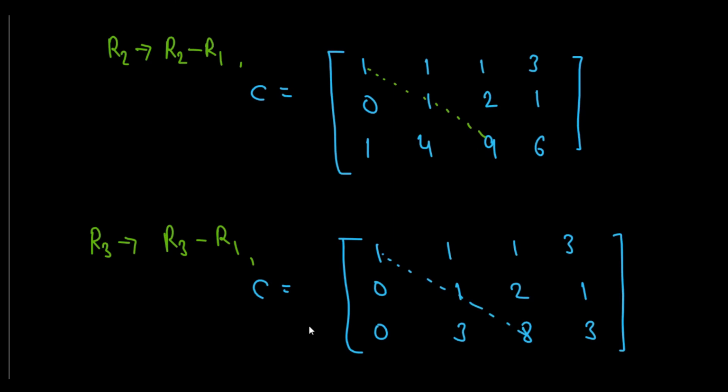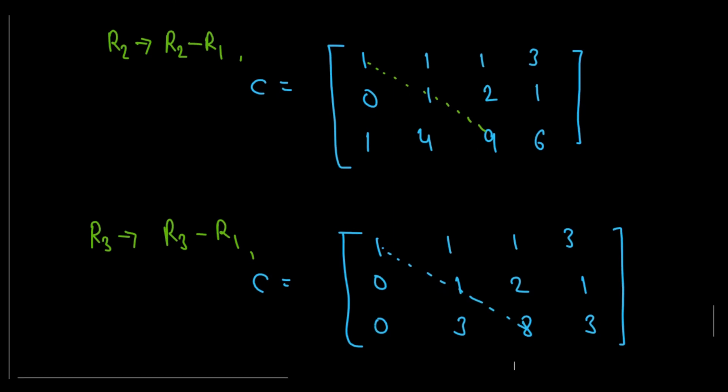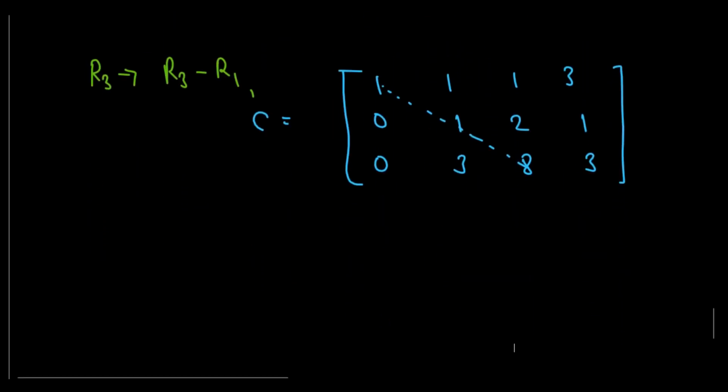Again, these are the diagonal elements. There is only one element left, that is 3, and by using this, we make this element 0. We multiply this row by 3, so 3 minus 3 becomes 0. So the last operation is R3 changes to R3 minus 3R2. We obtain the value of C.